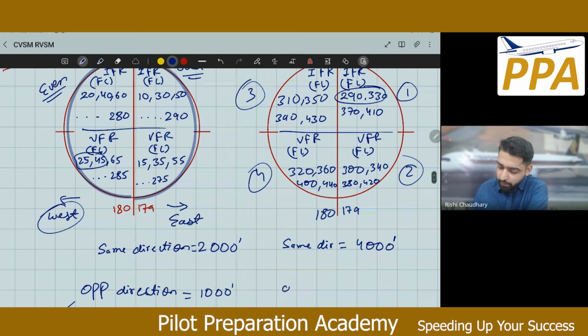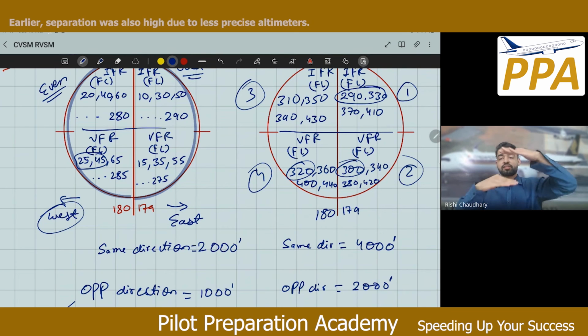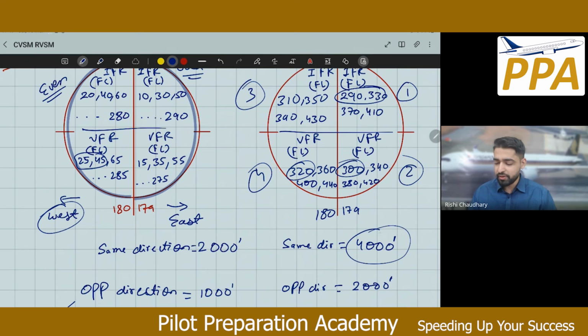And if they're going in the opposite direction, then the separation is like this. You can say 320 and 300. It is 2000 clearly. So the separation is 2000 feet. If two planes are going in opposite direction, the separation is 2000 feet. You can see the separation has drastically increased. In today's world, it is not feasible to keep this much separation.